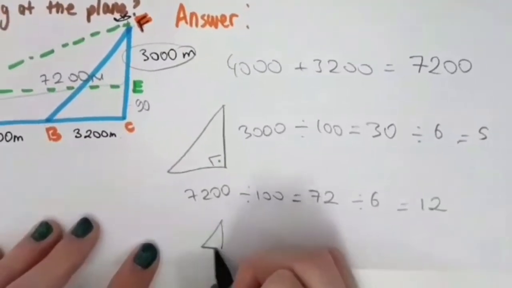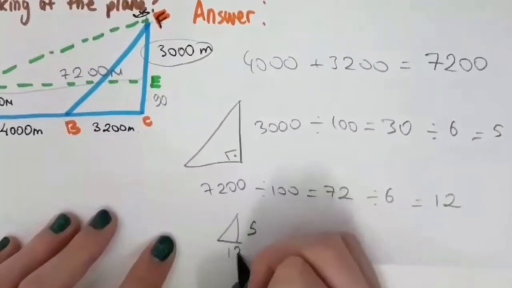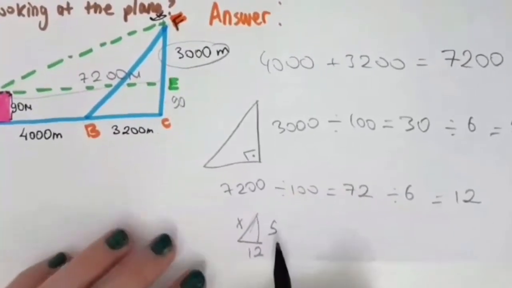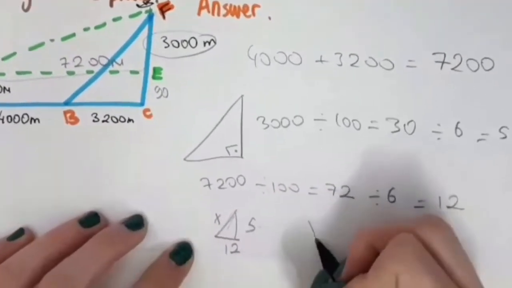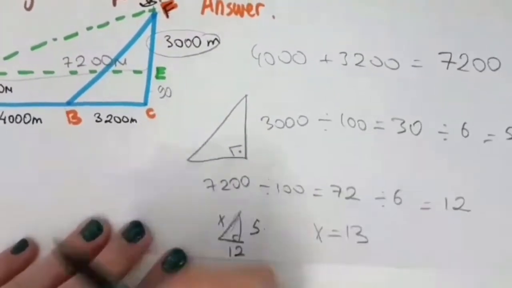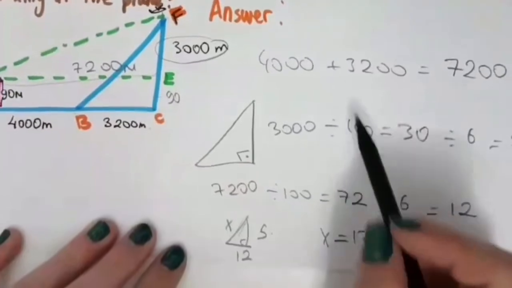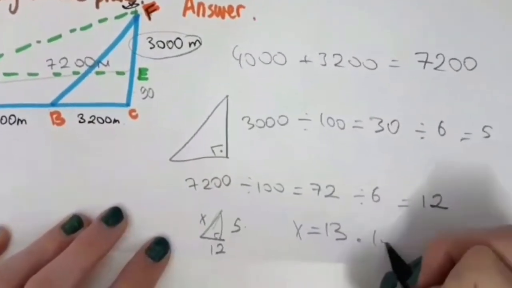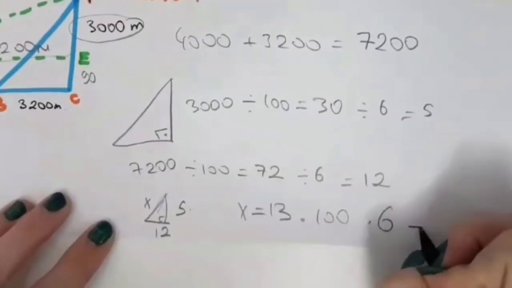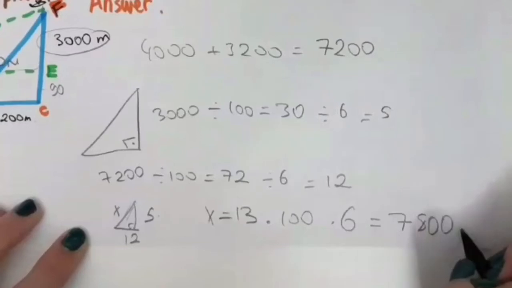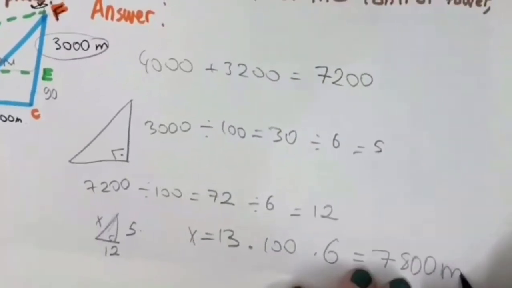So now our triangle looks like 5 and 12, and it asks us for this part. As you realize, this is a Pythagorean triplet, so since this is the hypotenuse, it is 13. But when you look at this figure, we also have to multiply by what we divided before. So 13 times 100 times 6 gives us 7,800 meters. This is our answer.